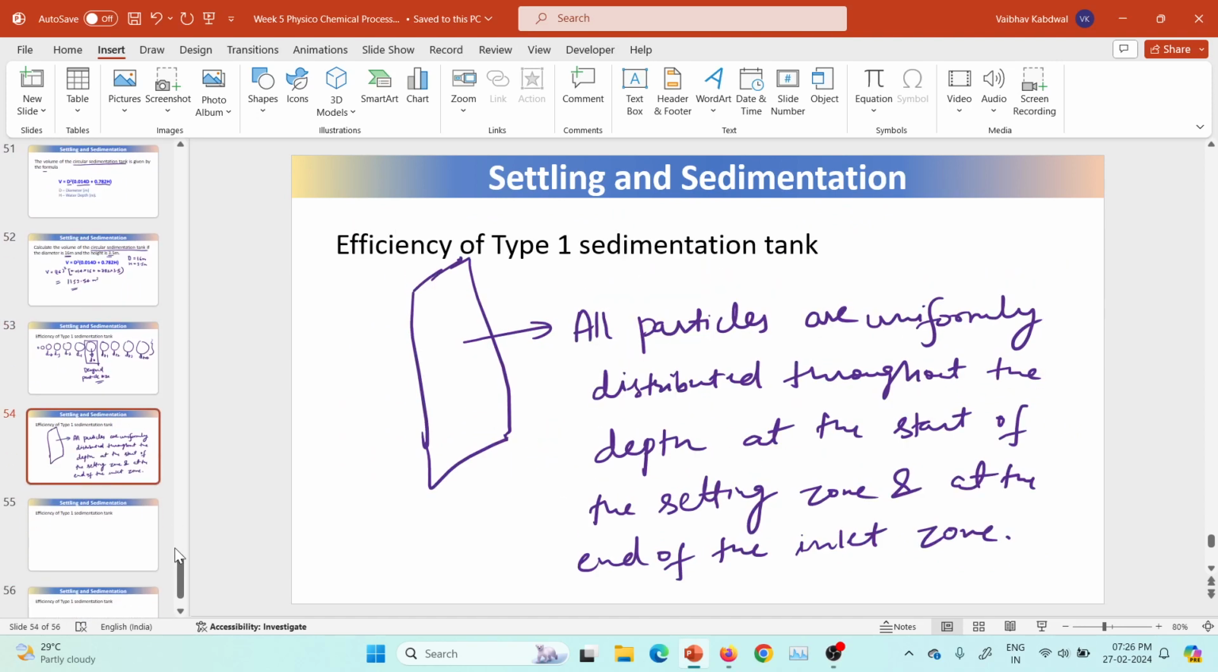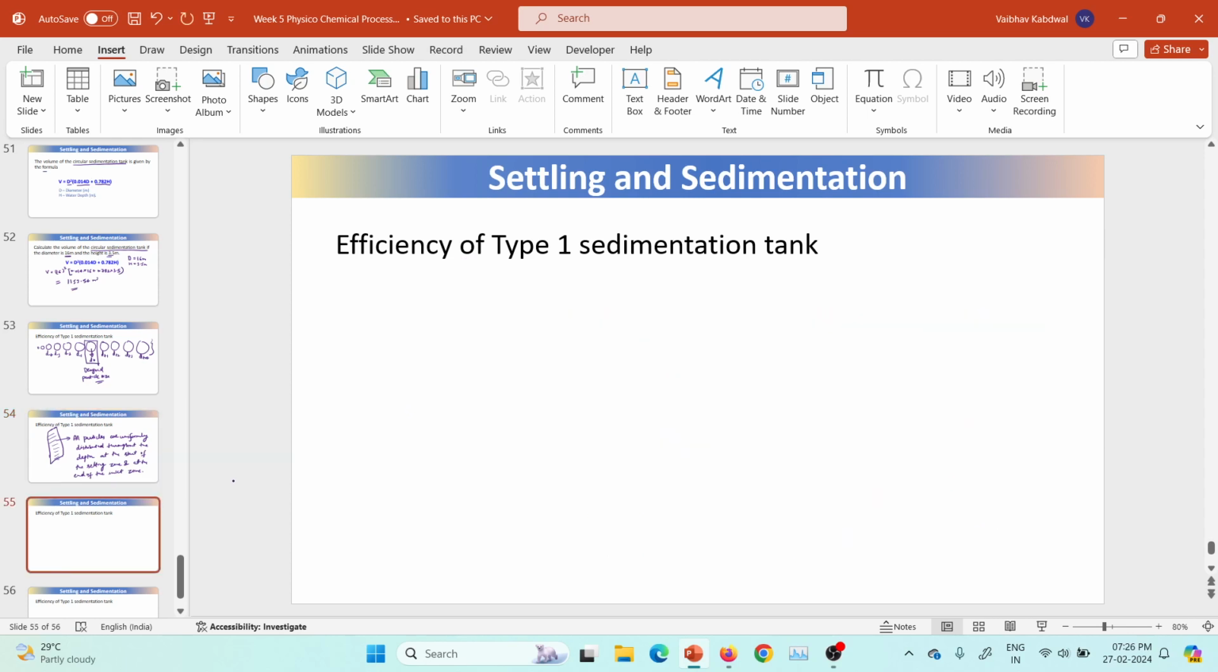Now we'll understand this concept: efficiency of a type 1 settling sedimentation tank. So all particles will be present throughout the depth at the starting of the settling zone or end of the inlet zone. Now what will happen? Let's take a 2D figure. Now we are considering only the settling zone. So the inlet zone, outlet zone and sludge zone are not considered here.